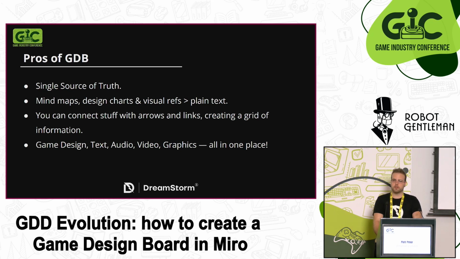One other thing that you cannot really do with a Word document is that you can create arrows, links, like a grid of connected information, so that the whole thing grows organically.